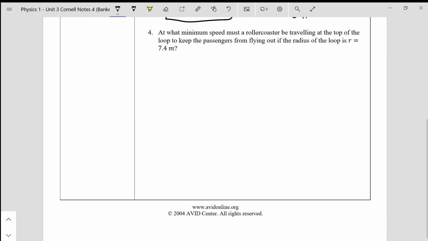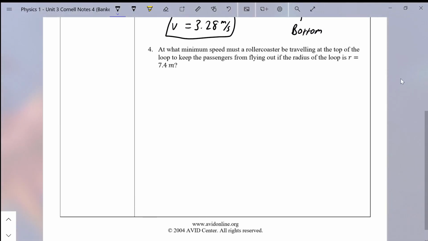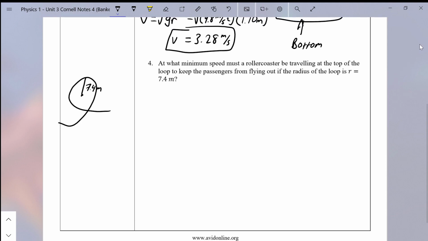Anyways, to get the second one, we have: what minimum speed must a roller coaster be traveling at the top of the loop to keep passengers from flying out if the radius of the loop is 7.4 meters? So here we'll have maybe a roller coaster does something like this, and the radius of this loop at the top is 7.4 meters. And what we need to do is figure out what minimum velocity will keep this thing on track.